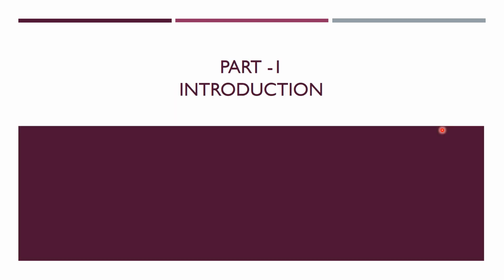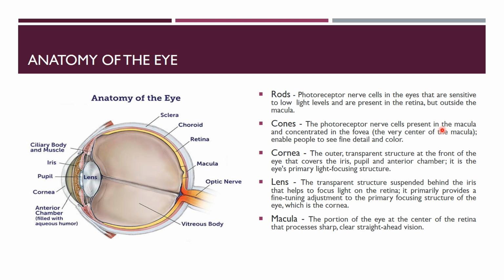So let's begin. Firstly, let's see how the human eye functions and let's see the anatomy of the human eye. So first of all, there are two kinds of photoreceptor cells, which are rods and cones. These are present inside the retina. The rods are responsible for visualizing in dim light conditions, whereas cones are responsible for the perception of color and sharp images.